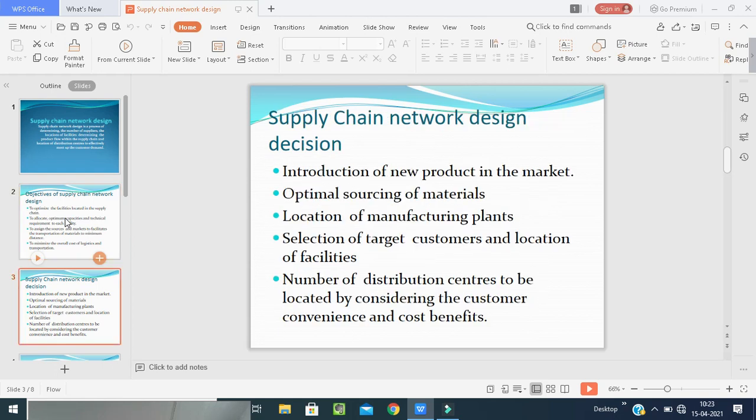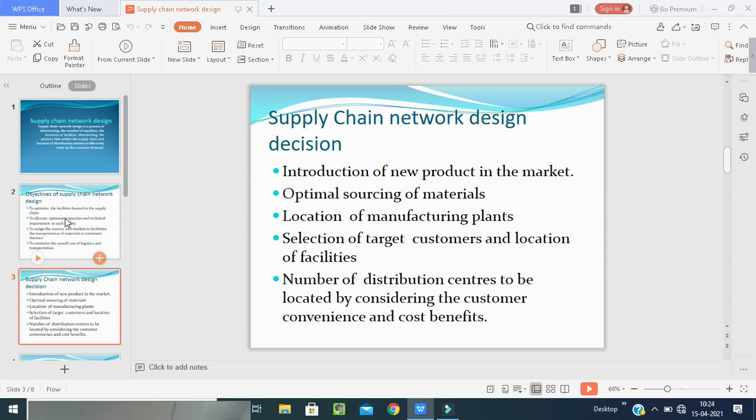Now we will see supply chain network design decisions. What are the decisions? It is going to introduce a new product in the market. What new product is coming into the market? We have to check how the supply is there, whether it is having the proper supply or not, whether it is having the optimal sourcing of materials or not, whether it is having proper selection of the manufacturing plants or not. All these things will be there.